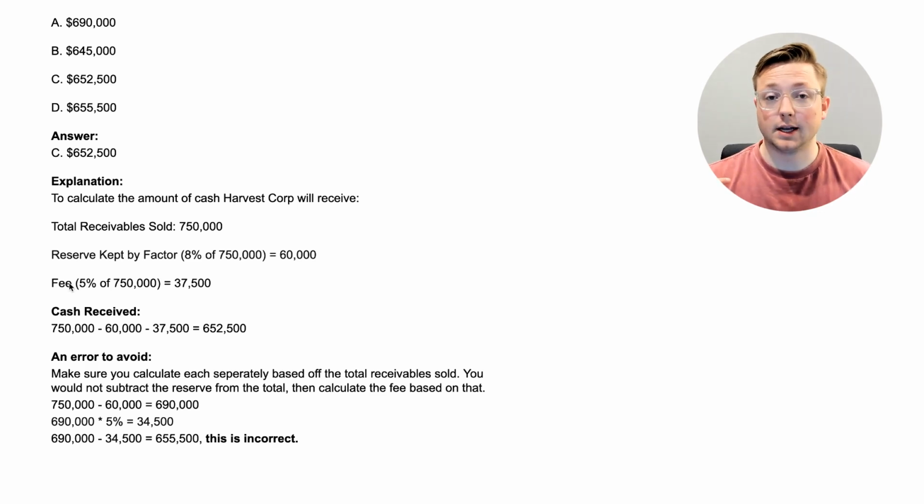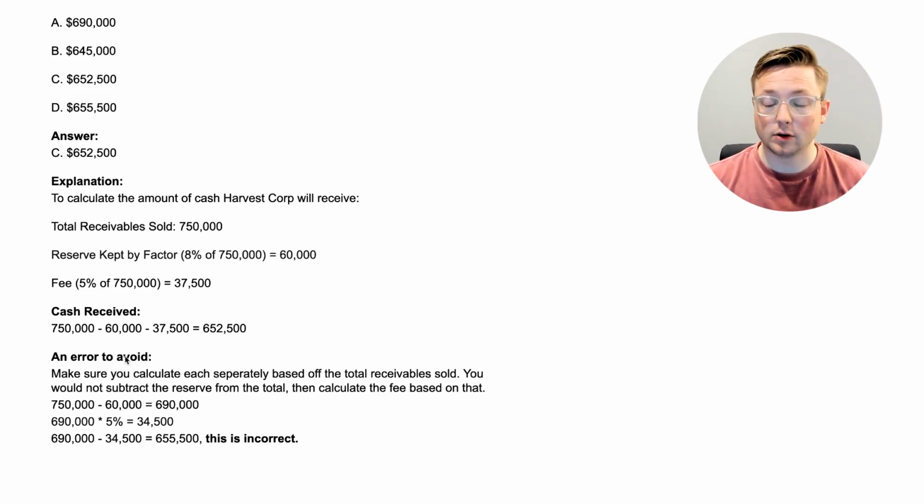The fee is a little bit different than this reserve. The fee is them just saying, hey, this is how much money we're going to charge you for us to buy your receivables from you. And that's usually how they make money. These kinds of fees, commissions, or whatever you want to call it. That's 5% of still the $750,000. And I'll talk about that in a second. So $750,000 less the reserve, less the fee. That's done right down here. That gives you the cash received of $652,500. So that's the key right here.